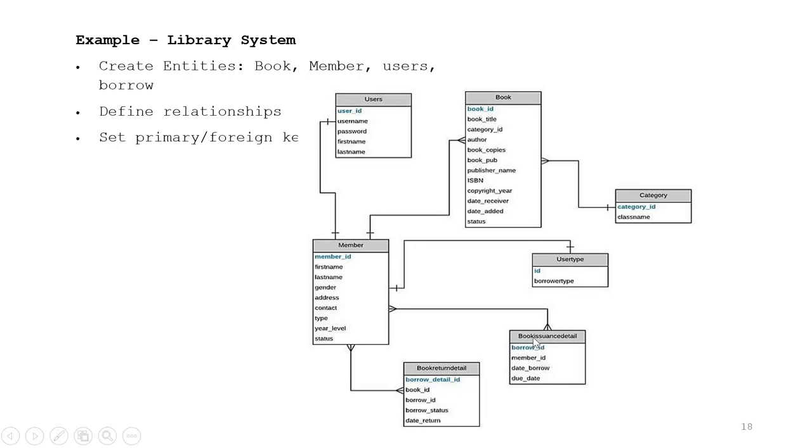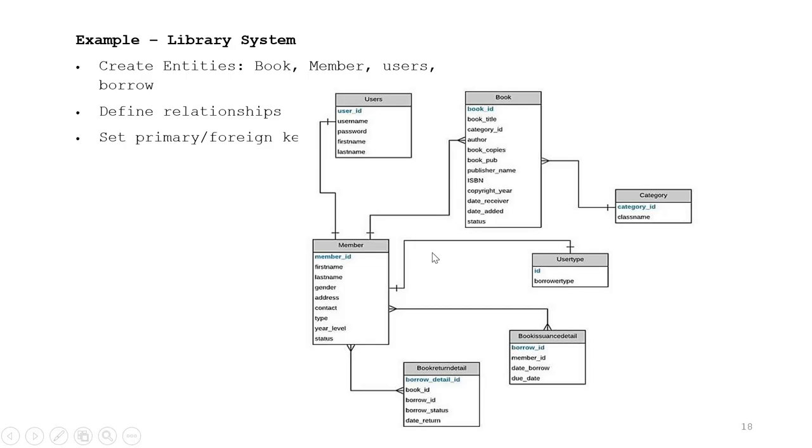This entity, it's book issuance detail. The relationship between this entity and member, it's many to many. Okay. The member can borrow a lot of books. The book can be borrowed by a lot of members. So it's something like this.